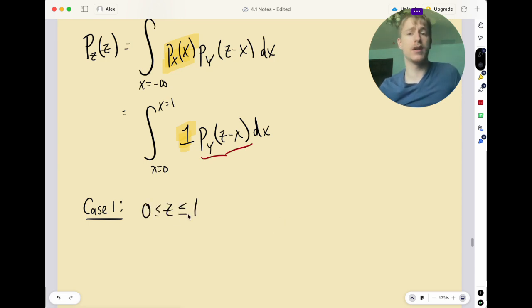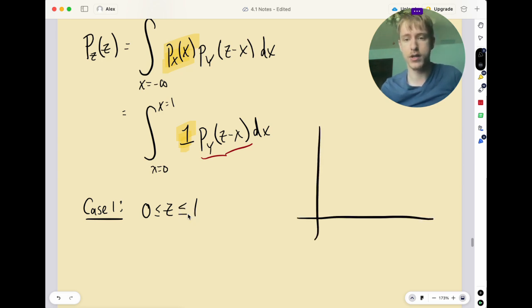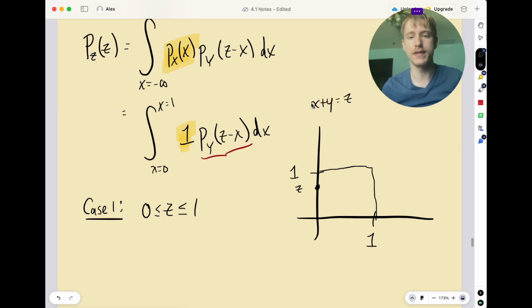You can do this a couple of different ways. I'm just going to sketch out a region because that's what we've been doing. So if we sketch out a region, this is 1, this is 1, and the idea is that the function is going to basically be over this guy. If z is between 0 and 1, we're just going to let it be any kind of point right here. Maybe call that z. And then if you remember, if x plus y is equal to z, that means that y is equal to z minus x, where this is a constant.